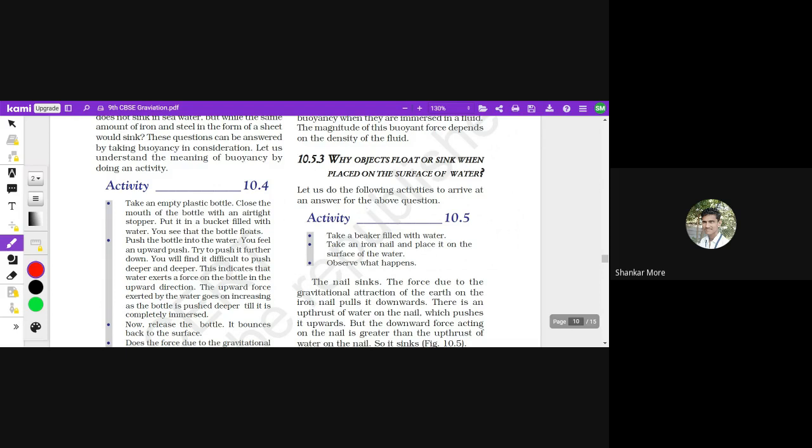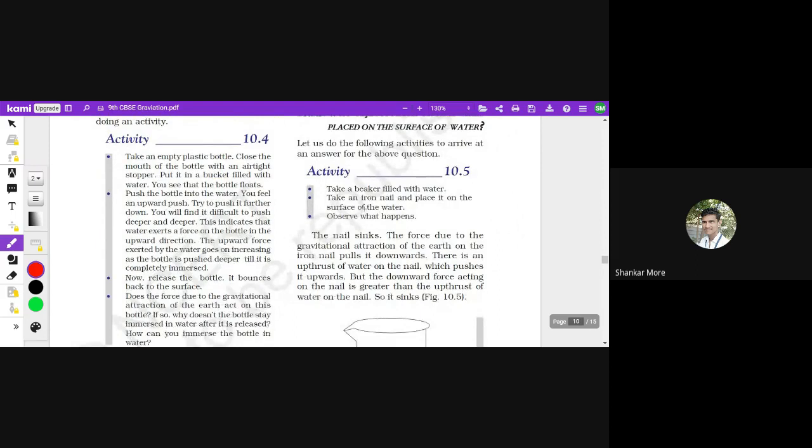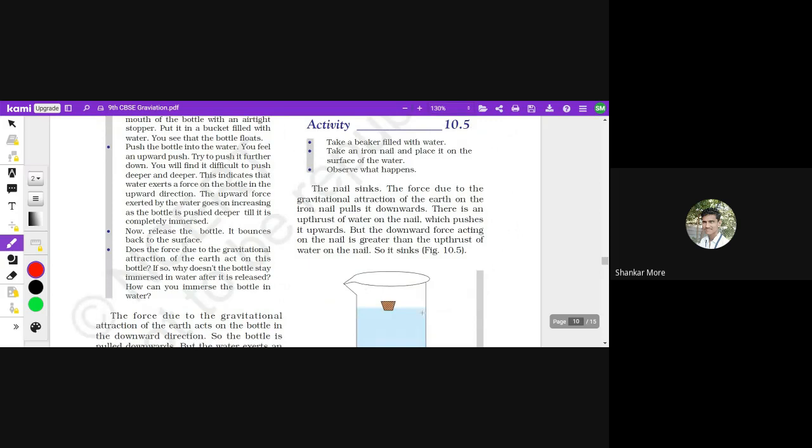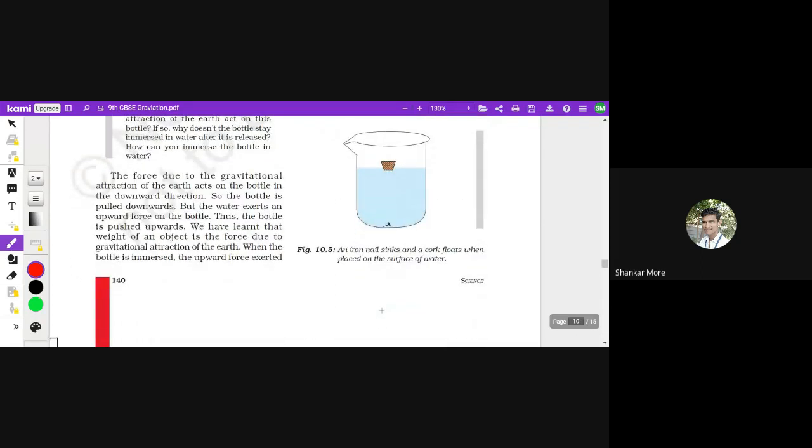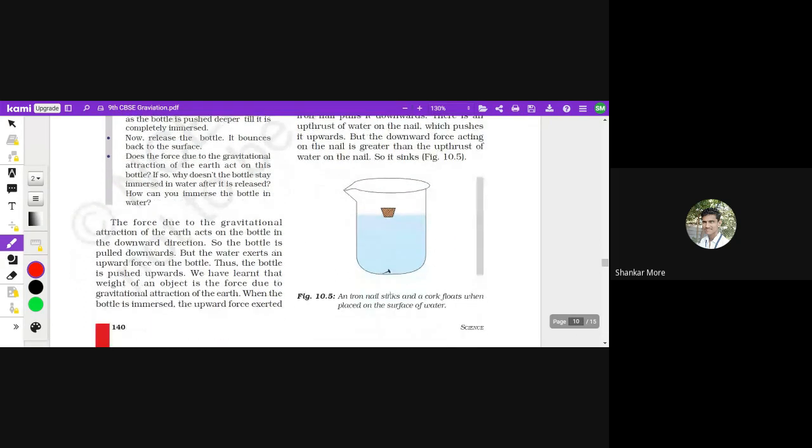So let us do the following activity. तो यहाँ पे अगर आप देखोगे, we have to take a beaker, we have to take a small iron nail, and we have to take a cork, और या फिर जो लकड़ी का ढक्कन होता है ना, so we have to take that, or you can take the plastic cork as well. अगर हम उसे उस बीकर में पानी भर के उसमें डाल देते हैं, so obviously the nail will sink down and the cork will float, right.